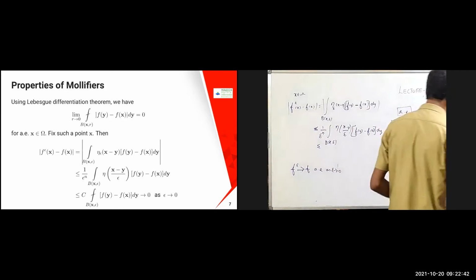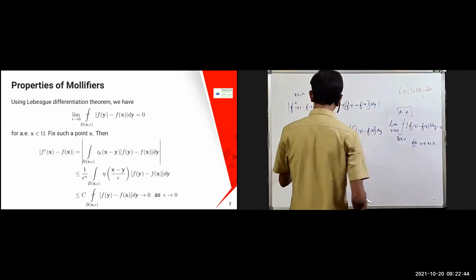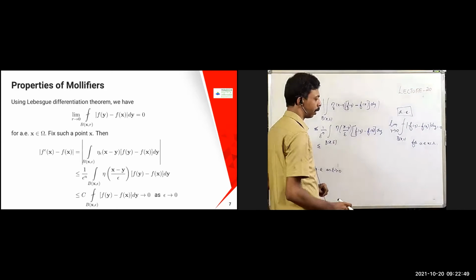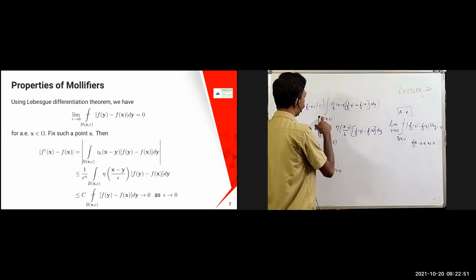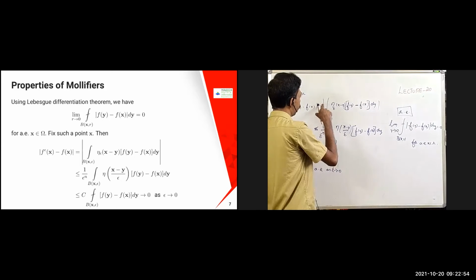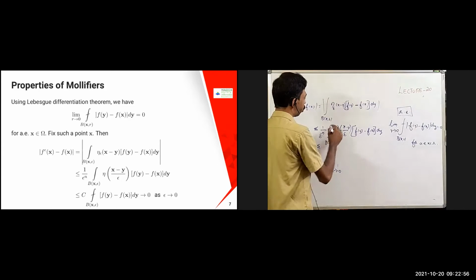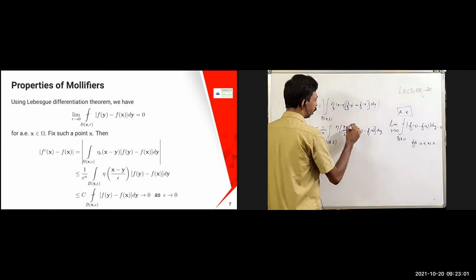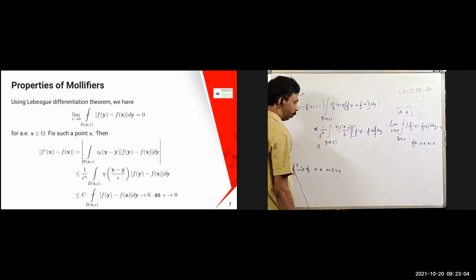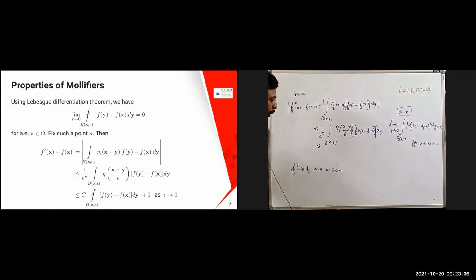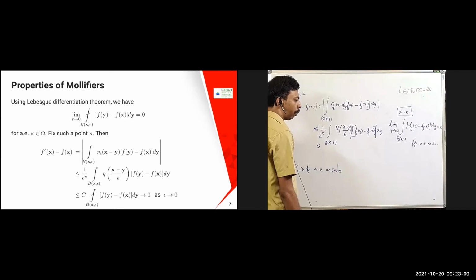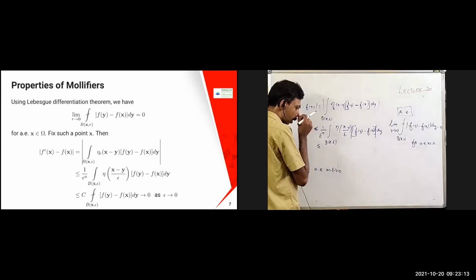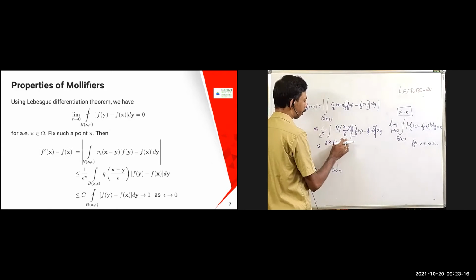Now this is going to be less than or equal to epsilon power n times the integral over b of x comma epsilon, of eta of x minus y by epsilon, into modulus of f of y minus f of x, dy. I'm just bringing the modulus inside. The eta term, we know already, is always positive, therefore I'm going to keep it only here. So this is going to be some eta of x minus y by epsilon.